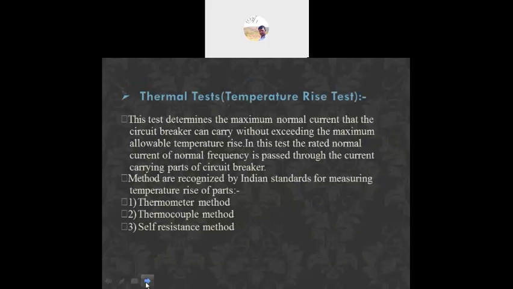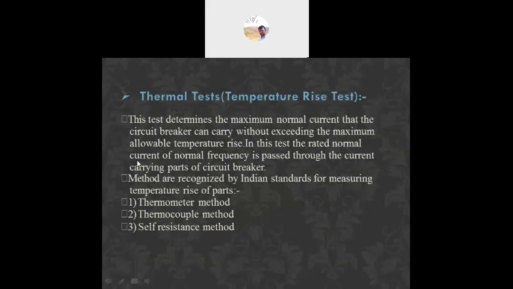Next is the thermal test. Here in the thermal test we talk about the maximum normal current. It determines the maximum normal current that the circuit breaker can carry without exceeding the maximum allowable temperature rise. If the current flows, there will be a temperature increase, right? So can it withstand it or not? Whatever the maximum value exceeded, it has to withstand, and that will be checked.